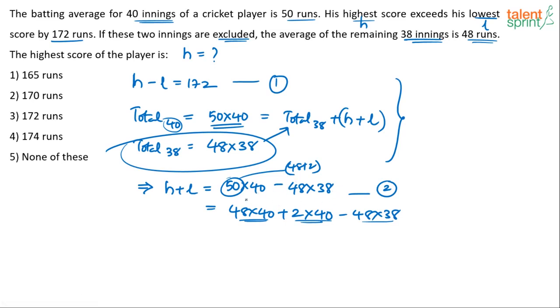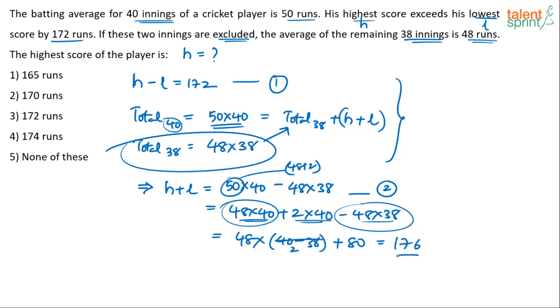So what happens now is, you see 48 into 40 is available, minus 48 into 38 is available. If I take 48 common here, what do we get? We get 48 into 40 minus 38. Plus 2 into 40 is 80. Now what is 48 minus 38? 10. 2 into 48 is 96. 96 plus 80 is 176. Now again, do not try to write all these steps and make your life complex and solution lengthy.